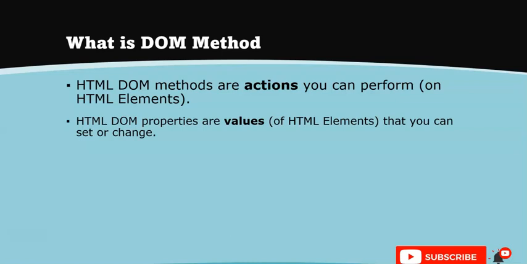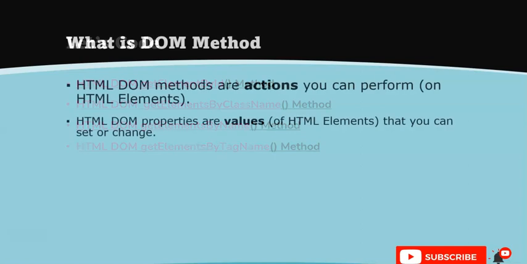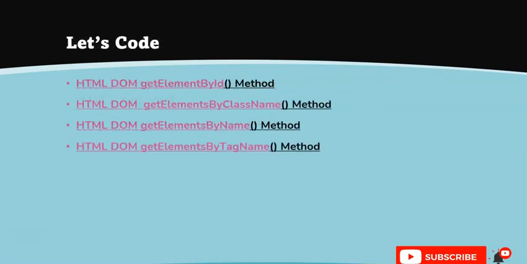HTML DOM methods, or Document Object Model methods, are actions you can perform on HTML elements. HTML DOM properties are values of HTML elements, like innerHTML, values, the tag name, and the CSS style properties that you can set or change through JavaScript. So in JavaScript we can use the getElementById, getElementsByClassName, getElementsByName, and getElementsByTagName methods to demonstrate this complete session. So let's move to Visual Studio Code.